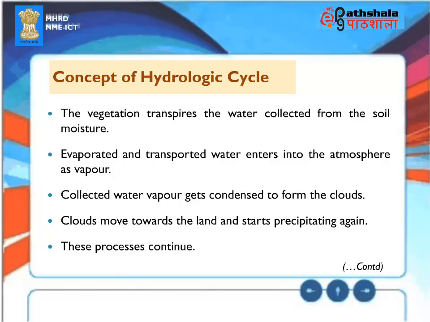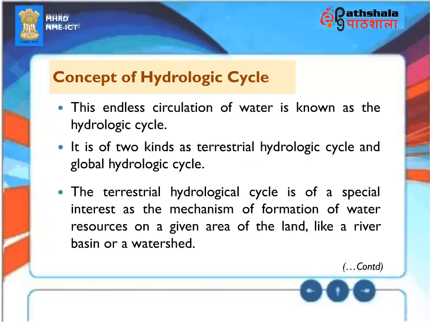Collected water vapor gets condensed to form clouds. Clouds move towards the land and start precipitating again. These processes continue. This endless circulation of water is known as the hydrologic cycle. It is of two kinds, the terrestrial hydrologic cycle and the global hydrologic cycle. The terrestrial hydrological cycle is of special interest as the mechanism of formation of water resources on a given area of the land, like a river basin or a watershed.